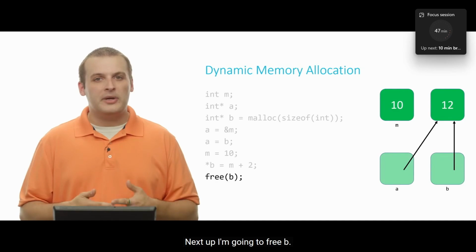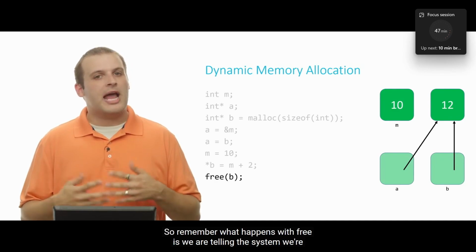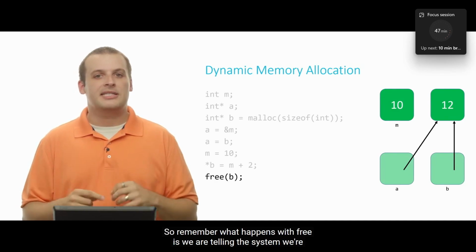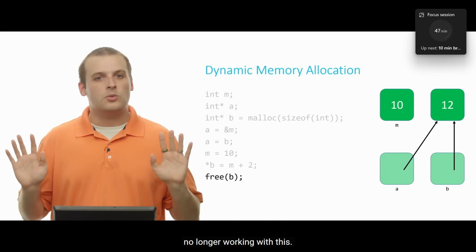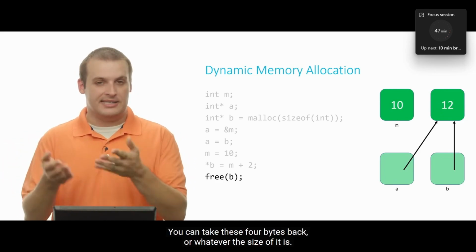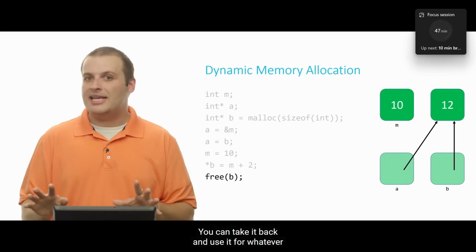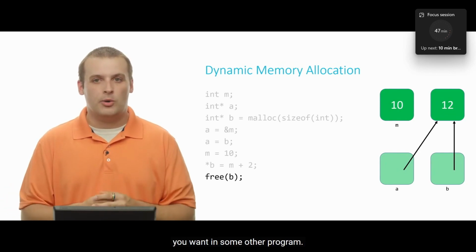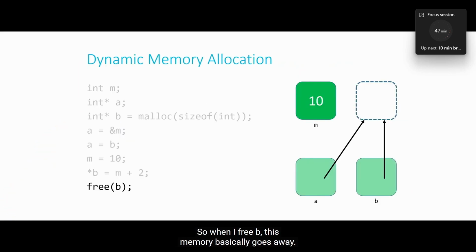Next up, I'm going to free B. So remember what happens with free is we are telling the system we're no longer working with this, we're done. You can take these 4 bytes back or whatever the size of this is. This one happens to be 4 bytes. You can take it back and use it for whatever you want in some other program. So when I free B, this memory basically goes away. A and B still point to where it used to be, but I no longer have access to it. If I try and touch it, the system might get upset with me.